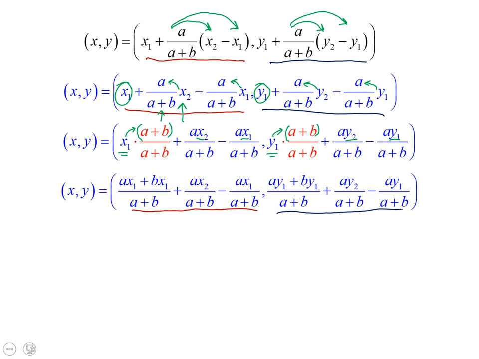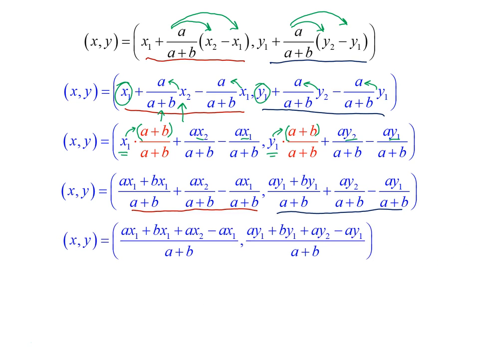The way I usually do that, and the way we've always been doing it, is that once I get that common denominator, I just add or subtract the numerators. This is the same rule for addition and subtraction. So I always carry through all the additions and subtractions in the numerator, and I keep the common denominator. When I carry through the additions and subtractions, I end up in each one of these groups with ax1 plus bx1 plus ax2 minus ax1 over a plus b. And for the y grouping, I end up with ay1 plus by1 plus ay2 minus ay1.